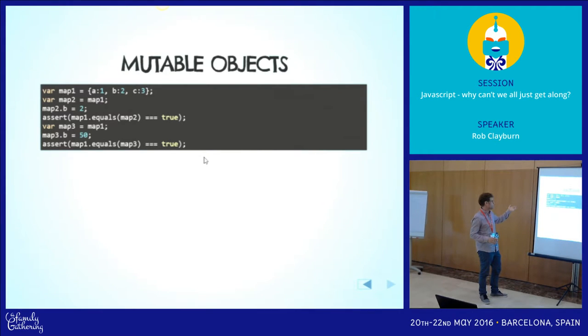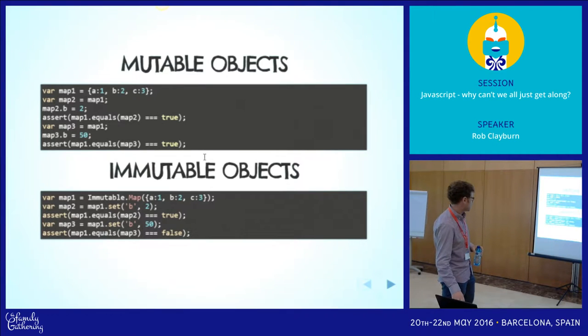You have a map and an object, and you assign it to map 2. You change map 2's B value to 2, and you assert that map 2 equals map 1, and it's true. They're the same object, they're just referenced together. If you create a new copy, map 3, and you change map 3's B to 50, map 1 will still equal map 3. So you have this one object that has multiple states inside it.